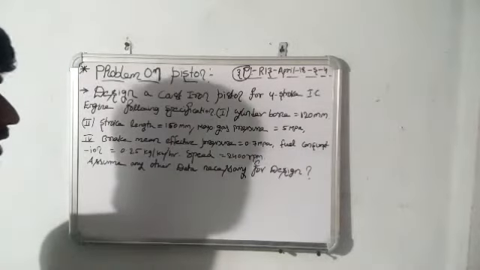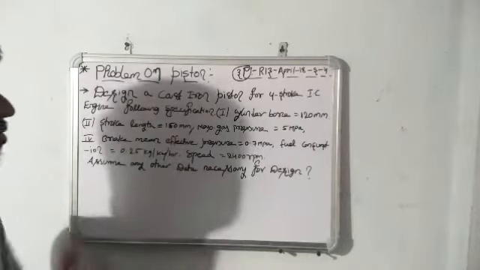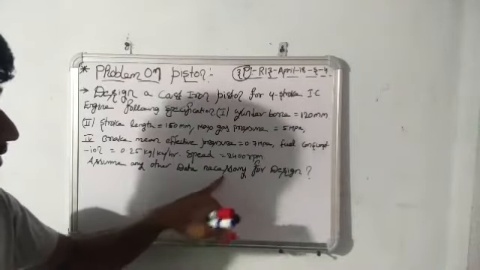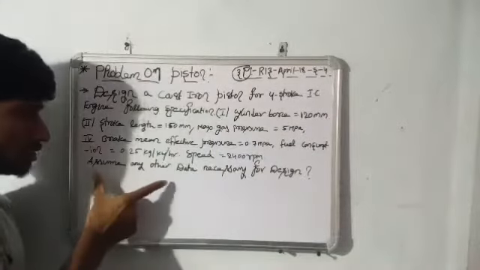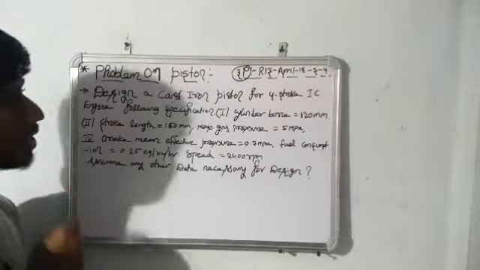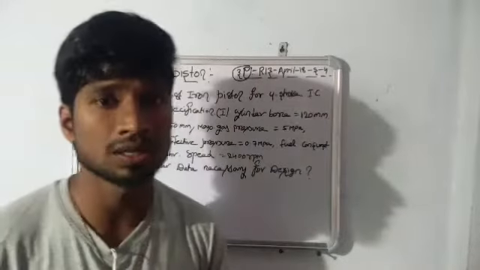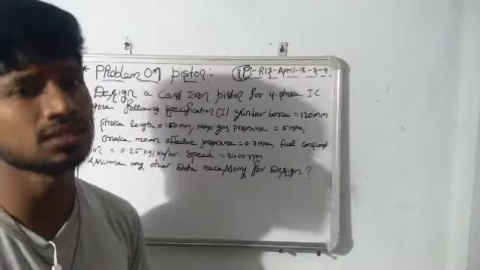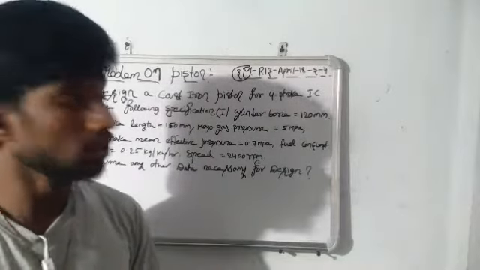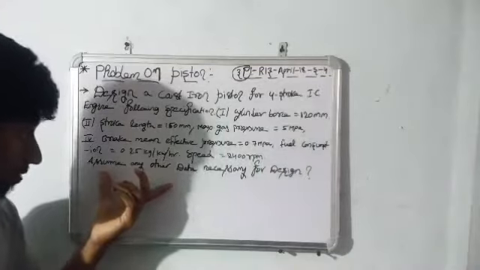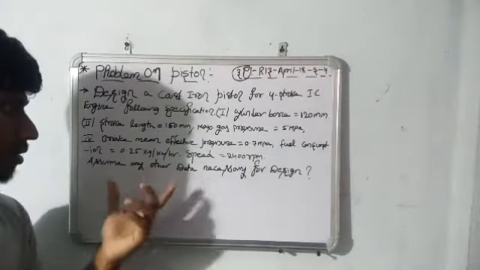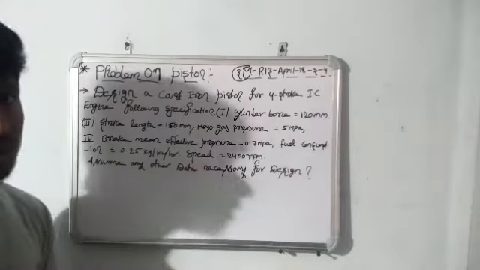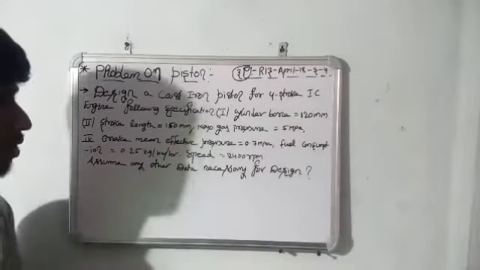So this is the given data. To solve this problem, assume any other data necessary for design. See this sentence, it is the important sentence here, because we already discussed the design process of piston, and it consists of a lot of assumptions. That's why he has given this sentence: assume any other data necessary for the design. So this is the problem.